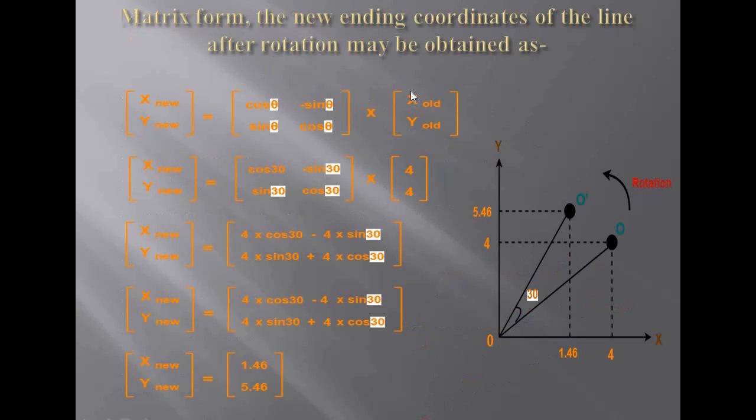And this is a matrix representation of your 2D rotation. X new will be found with the help of cos theta minus sin theta, and multiply by these values, you will get new values, and this will also result the same, that is x new is equal to 1.46 and y new is 5.46, and after that you will get a new object with the help of a 2D rotation on 2D planes.